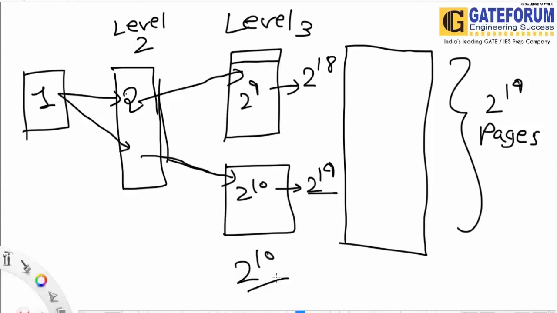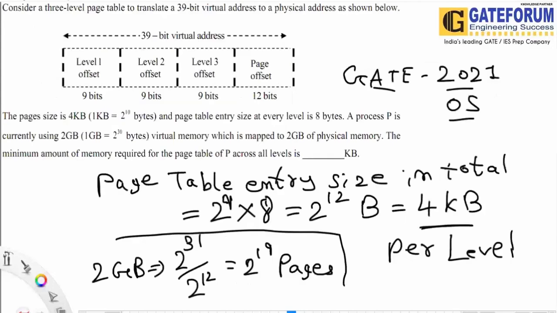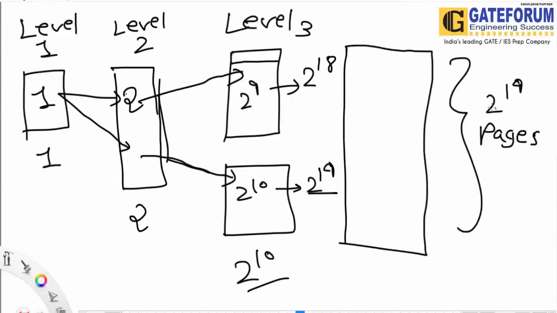The number of page tables we require to point to 2 raised to 19 pages, for that 2 raised to 10, we will require 2 of level 2 and 1 of level 1. This is basically level 1. I want you to understand that one page table of level 1 can point to 2 raised to 9, but here there are only 2. Now one of these level 2 can point to 2 raised to 9, but here we require 2 raised to 10 to point to 2 raised to 19 pages, which we have in total for this particular part. So in total we have 2 raised to 19 pages, for which we require 2 raised to 10.